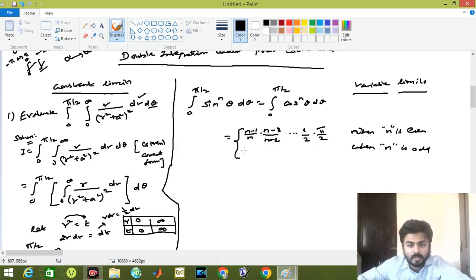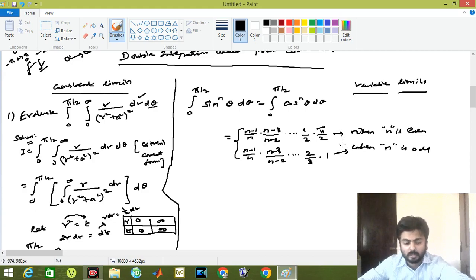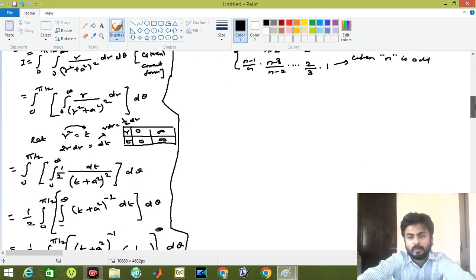When n is odd, you will have (n minus 1) by n into (n minus 3) by (n minus 2), and so on, into 2 by 3 into 1. Instead of pi by 2, you will have 1. So the formula is common for the integral from 0 to pi by 2 of sin power n theta d theta and of cos power n theta d theta. This formula will come when n is even, and this formula will come when n is odd. Now under this we are going to see an important problem.